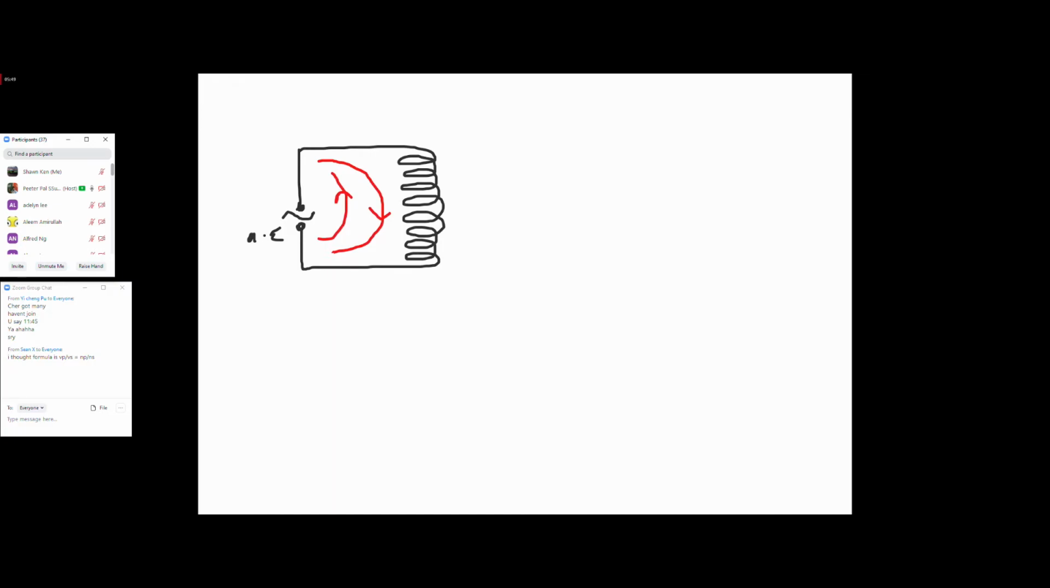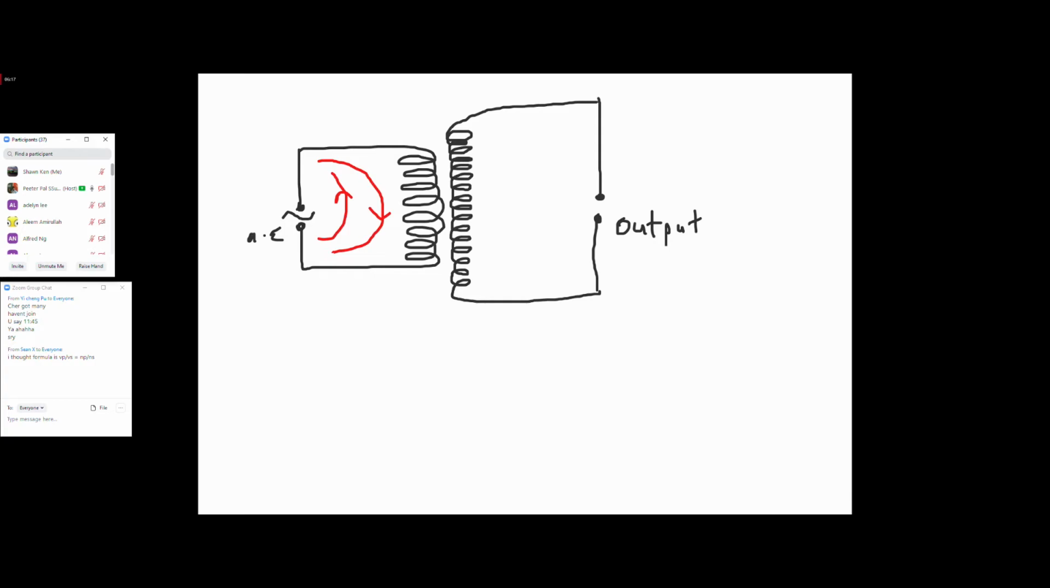And then we will have the secondary coil. The secondary coil is placed in the region of the electromagnetic field of the primary coil. All right. The secondary coil is connected to any electrical appliance. This is the output.